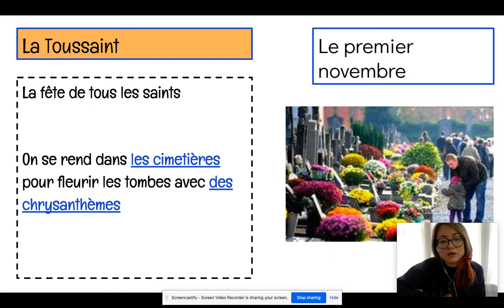They go to cemeteries and they put flowers on their graves, and it's a specific kind of flower that's traditional for La Toussaint in France, and in French you say des chrysanthèmes, but in English you say, I always mess this word up, chrysanthemum. Chrysanthemum en anglais, and you can see pictures of it right here.